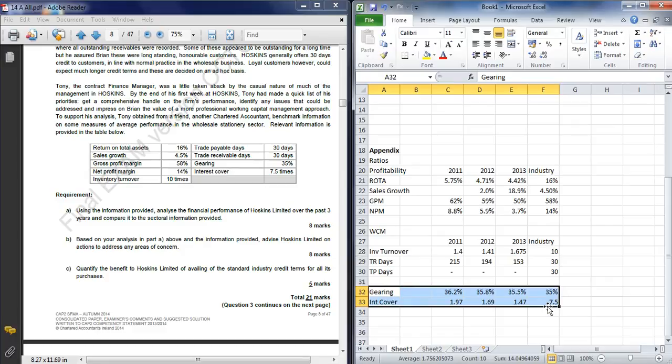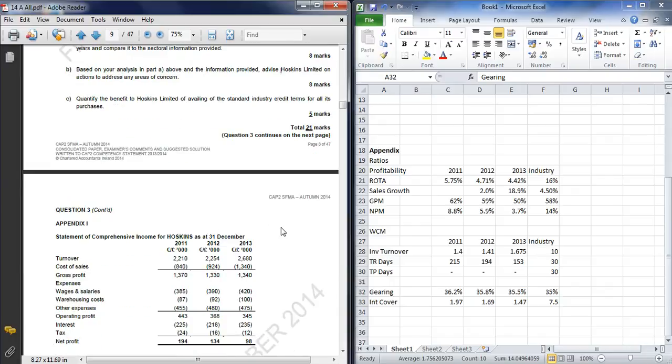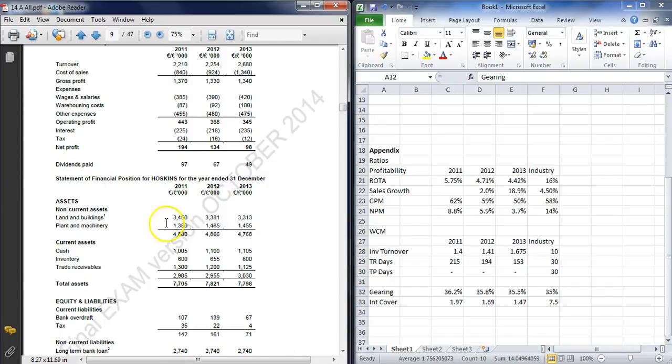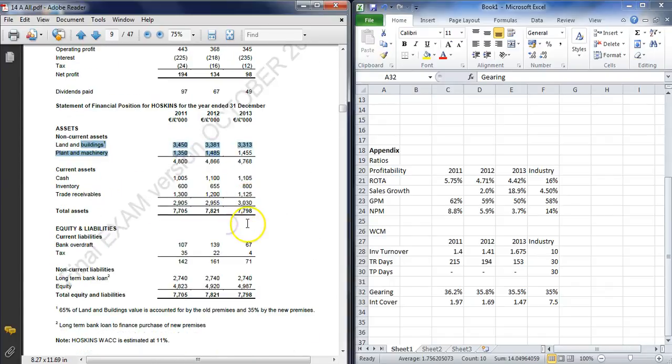The final recommendation, based on the ratios we've already calculated, could be that you need to re-look at your debt situation. Although the gearing level is not too high and it's in line with the industry, interest cover is not sustainable and it's a worryingly low level. So you need to look at perhaps paying down your debt, and the good student will link this to the possibility that over half of this, or over 1.5 million of this, is actually surplus. It's the old premises you need to sell off.